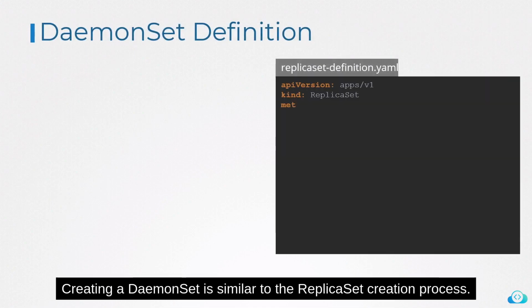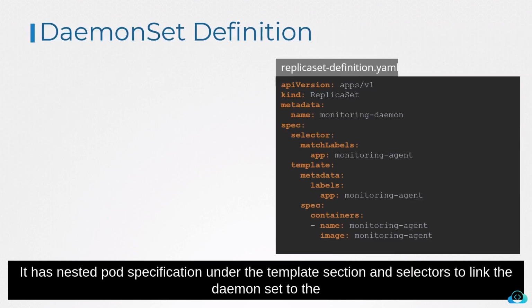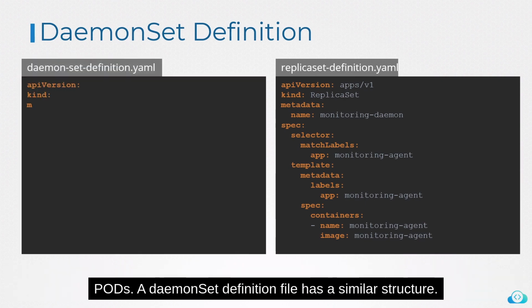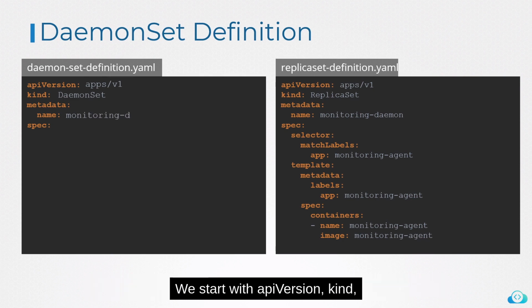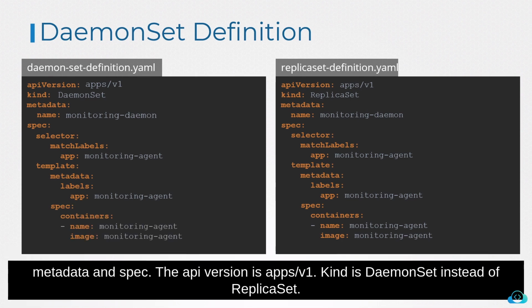Creating a daemon set is similar to the replica set creation process. It has nested pod specification under the template section and selectors to link the daemon set to the pods. A daemon set definition file has a similar structure. We start with the API version, kind, metadata, and spec. The API version is apps/v1, kind is DaemonSet instead of ReplicaSet.